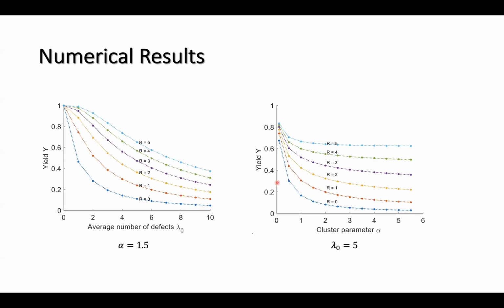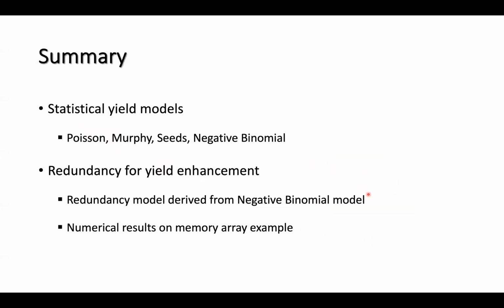The second figure shows the yield versus the cluster parameter alpha. Here I use lambda equal to 5, so there are on average 5 defects. Remember, when alpha is 1, it's the SIS model, meaning the defects are clustered together, and if you increase alpha, the defects are relatively evenly distributed. You can see that among all these distributions of defects, increasing the redundant modules can improve the yield a lot.